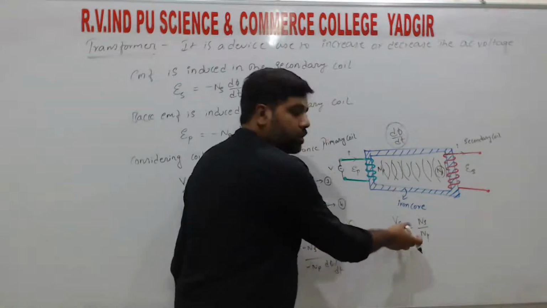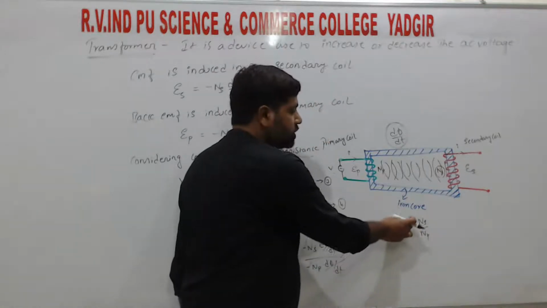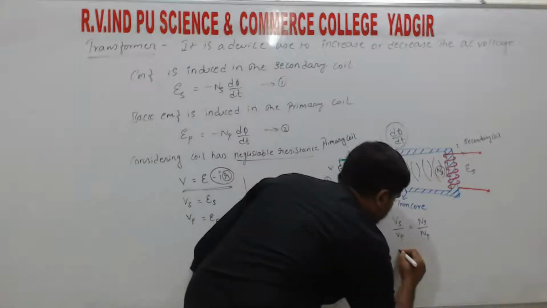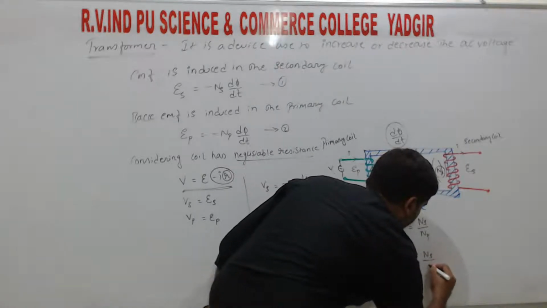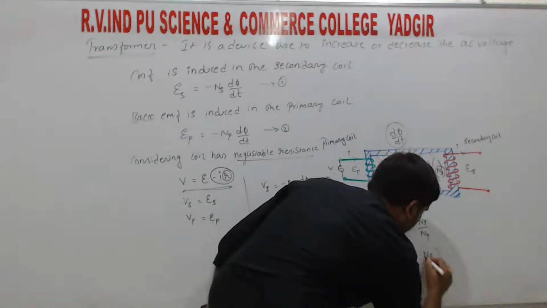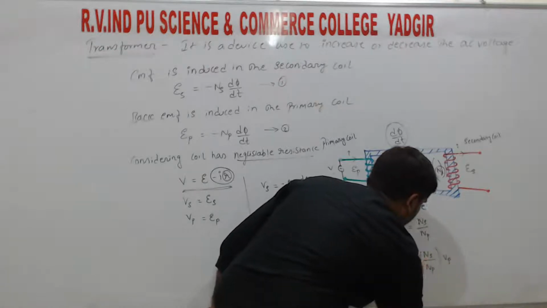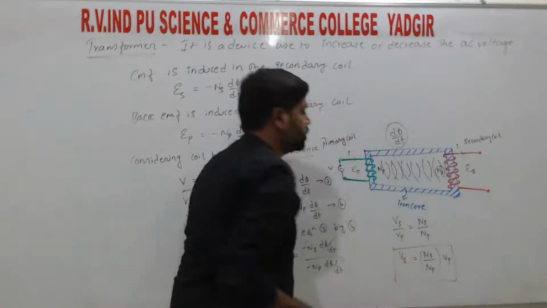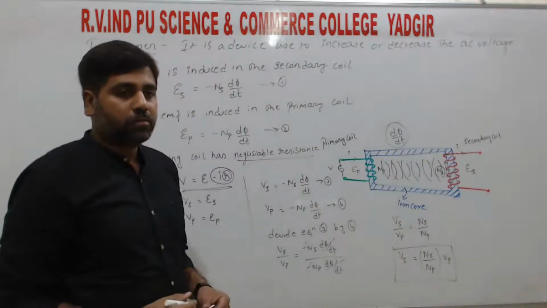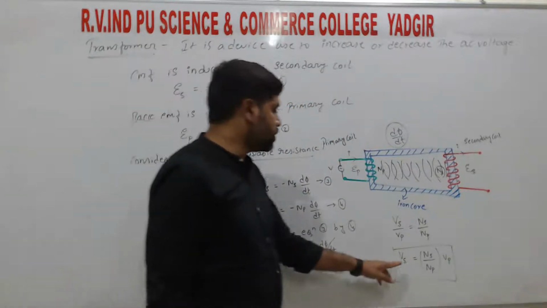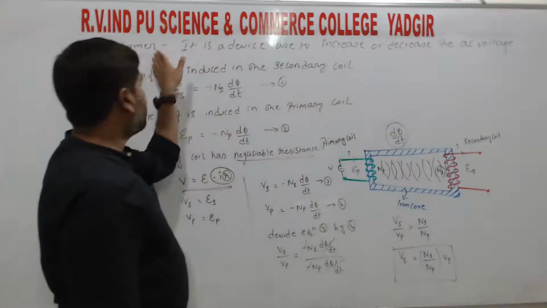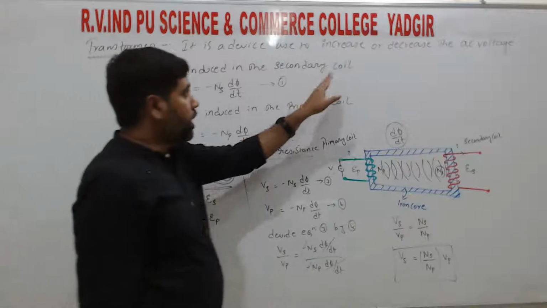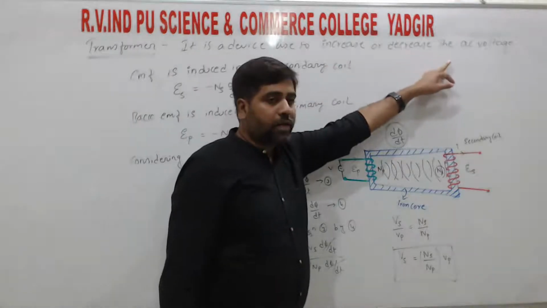So Vp is the input voltage and Vs is the output voltage, right? So we need to find the output voltage Vs, that is Ns by Np into Vp. So this is the final expression in a transformer, right? This is the relation to get the output voltage. The main purpose of the transformer is to vary, that is increase or decrease, the AC voltage.